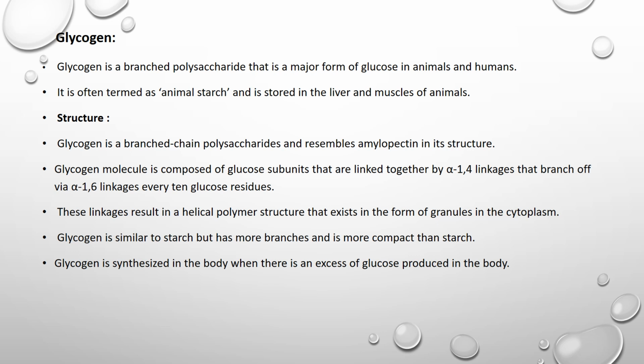The glycogen structure is similar to starch but has more branches and is more compact than starch. It is synthesized in the body when there is excess glucose produced in the body.